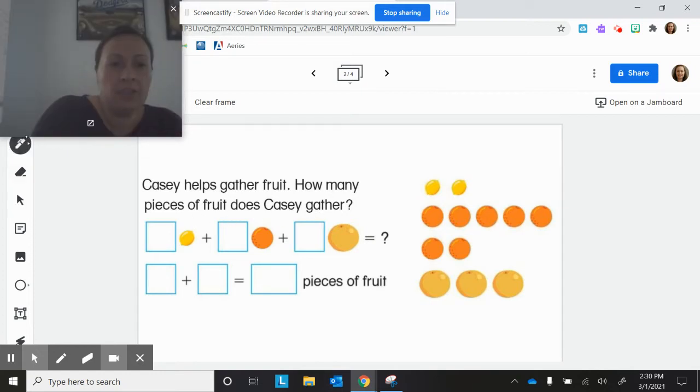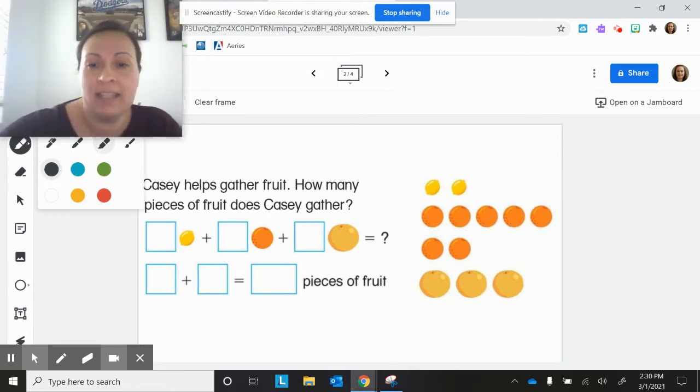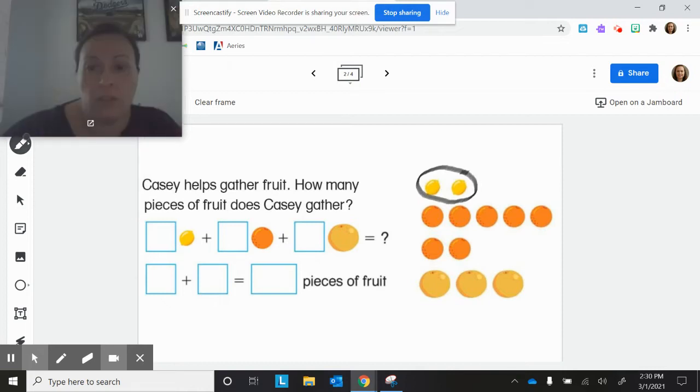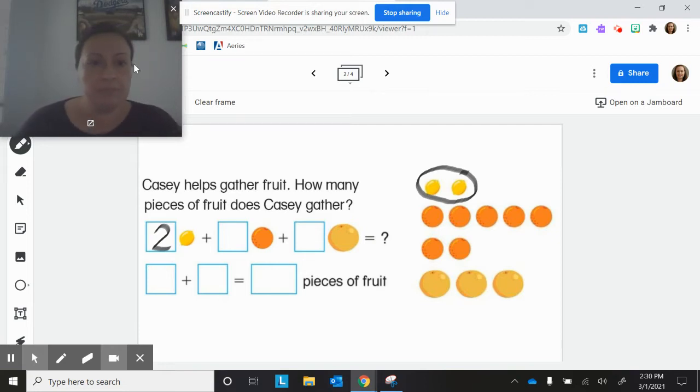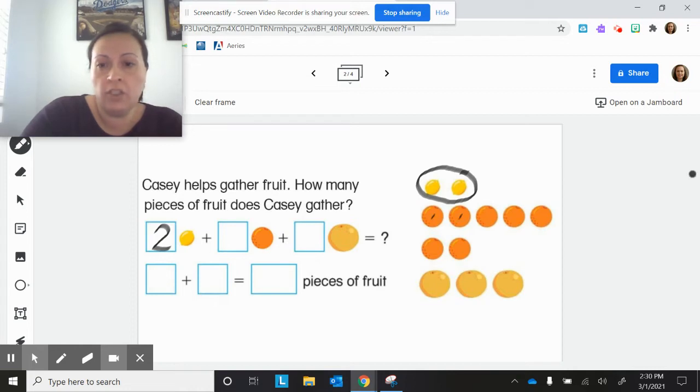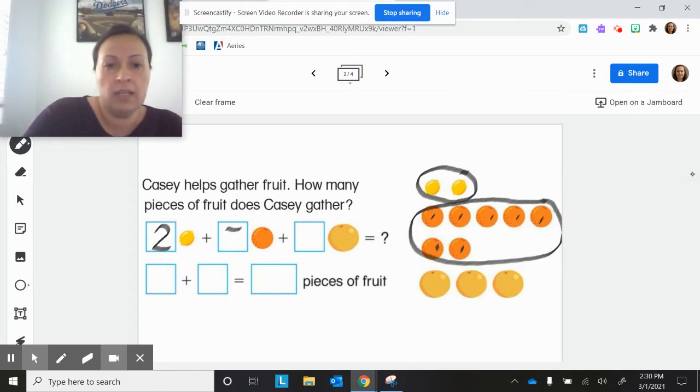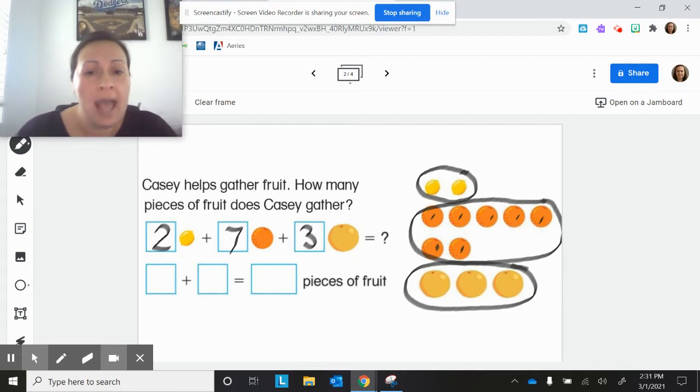Now, the first thing we have to look at, boys and girls, is how many lemons. That's our first thing right here. It's the lemons. So I can see right here I have 2 lemons. I'm going to put a 2. Okay, so go ahead and do that. The next thing we have is count the oranges. 1, 2, 3, 4, 5, 6, 7. We have 7. So 7 oranges. So I'm going to put a 7 here. Go ahead and do that as well. And now the grapefruit. We have 3 grapefruits. 3.